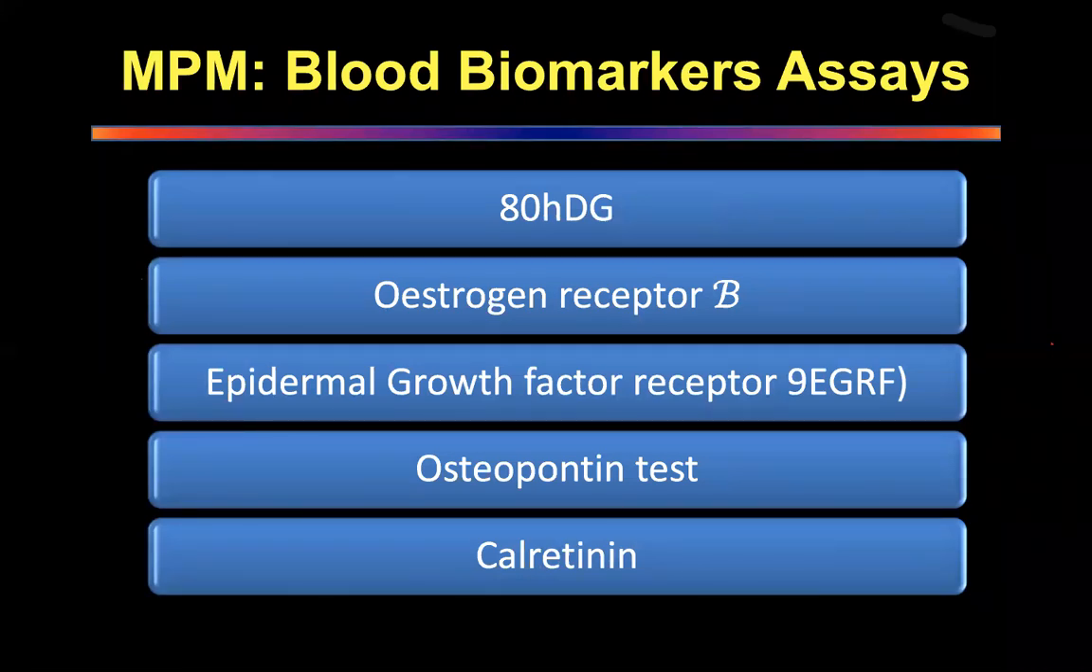Calretinine in the blood. We are not talking about immunomarkers. We are not talking about immunohistochemistry, because calretinine is used in immunohistochemistry in histology. But here we are talking about blood biomarkers assay. So calretinine also appears in the blood in mesothelioma. So these are the ones that you need to remember.